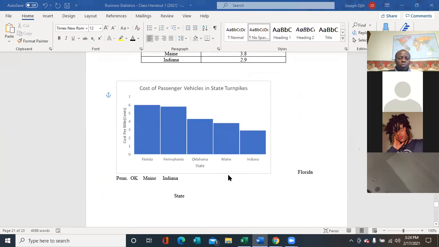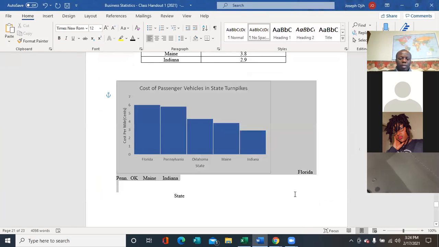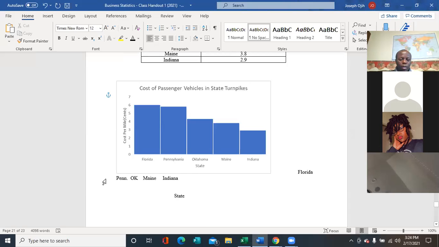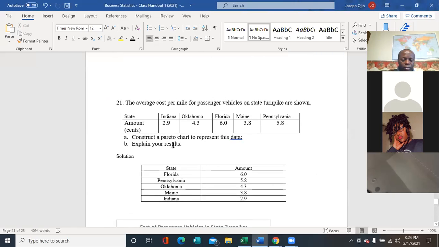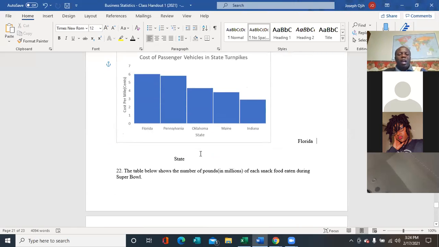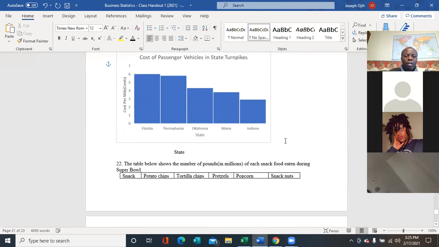Now, with this, we can write our interpretation, because the question says, explain your result. So Florida has the highest cost per mile. Okay, that's the easiest, least way we can explain it. Let me see.